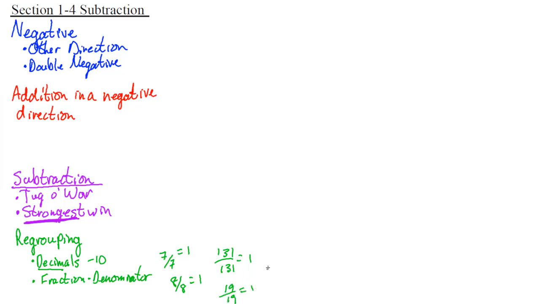19/19. That's the same as 1, and 11/11, and 15/15, and 7. Oh, we already did 7/7. Let's do 3/3. Sometimes we'll do that. So let's do regrouping with decimals.